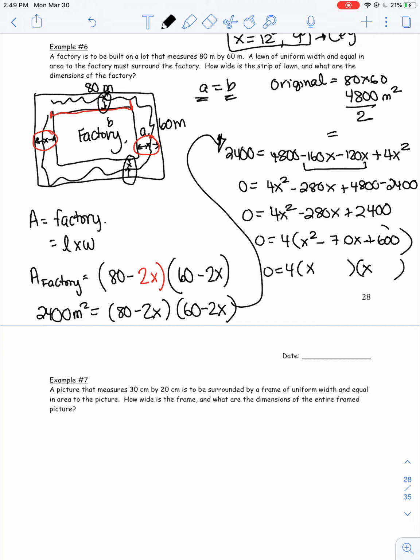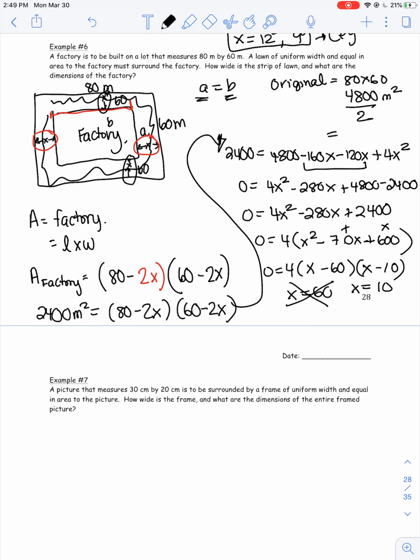And now we can say 4, and then the two numbers that multiply to x squared would be x times x, and what multiplies to 600 and adds up to negative 70 would be negative 60 and negative 10, which means that x could equal 60 or x could equal 10.